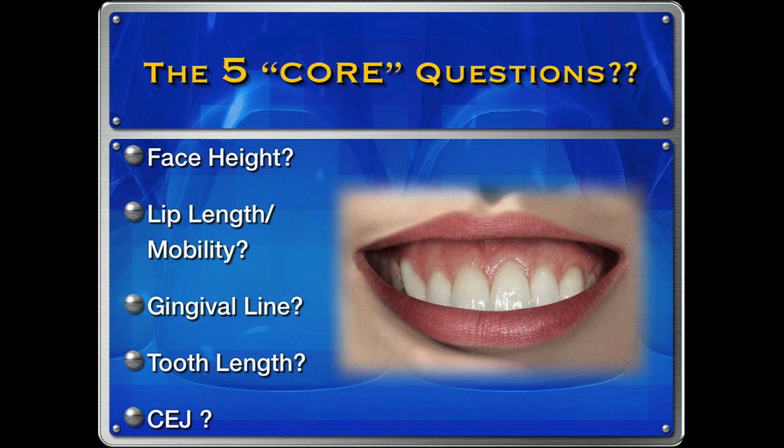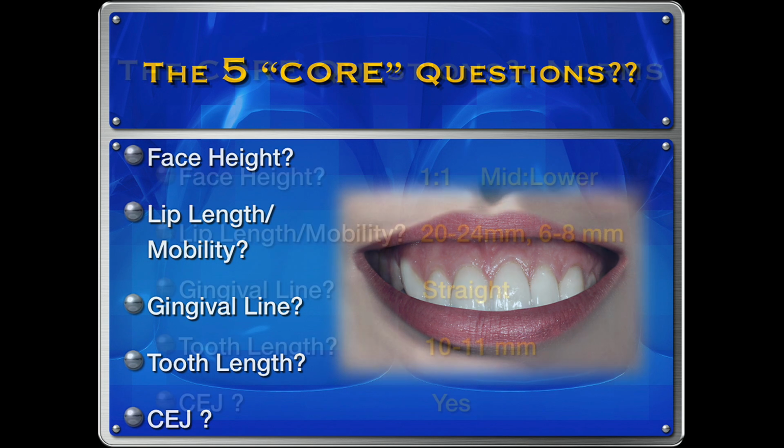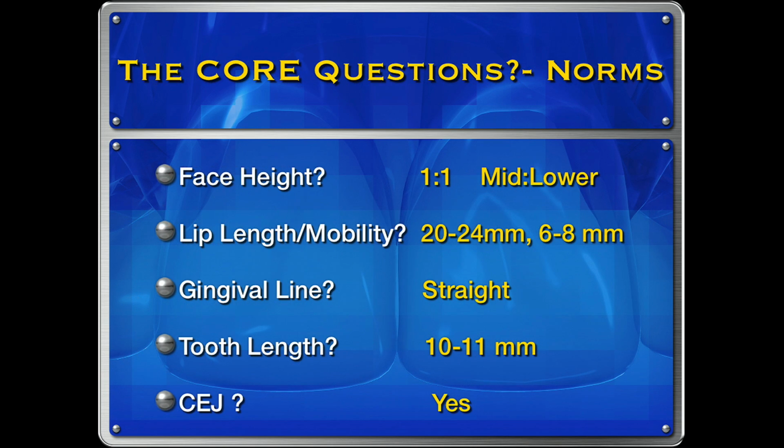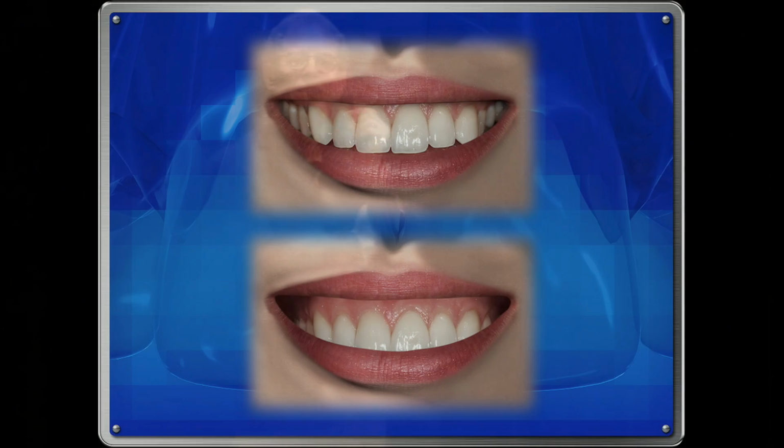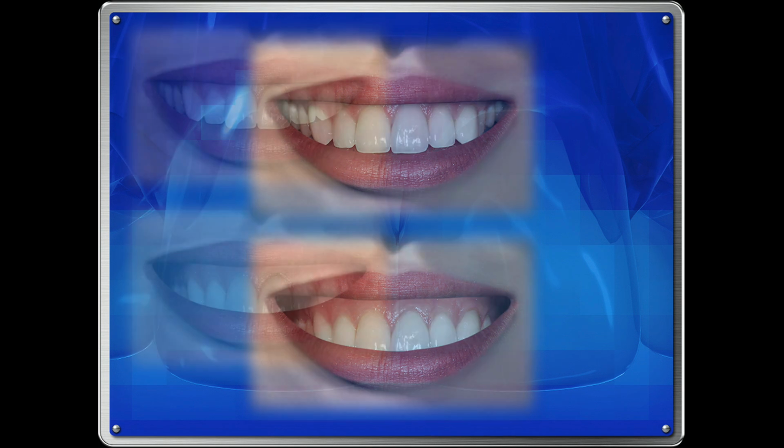So here they are. Face height, lip length and mobility, gingival line, tooth length, can you feel the CEJ? They're the norms. And these are norms that you just have to memorize. They're very simple to memorize. And once you know the normative numbers, then you can determine why the teeth and gingiva are in their incorrect places in any given patient. So here's how the system works. On the upper diagram is the ideal. On the lower diagram is the problematic patient. So we'll go through and ask the 5 questions.